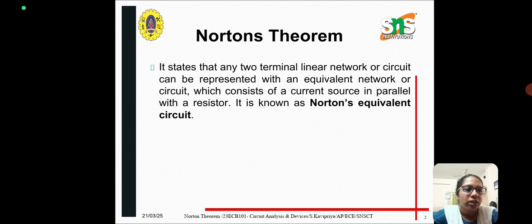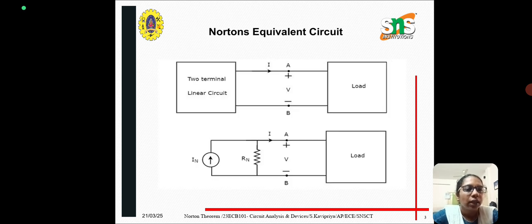The Norton's equivalent circuit consists of a single current source in parallel with a resistance. So this is the Norton's equivalent circuit. When we apply Norton's theorem to any two-terminal linear circuit, we arrive at the Norton's equivalent circuit, which consists of the current source IN in parallel with the resistance RN, and has a load connected across it. IN is the Norton's current, and RN is the Norton's resistance. Any complex circuit can be converted to a simpler circuit using Norton's theorem.